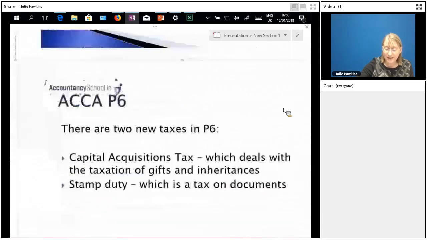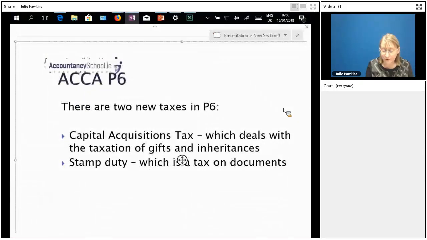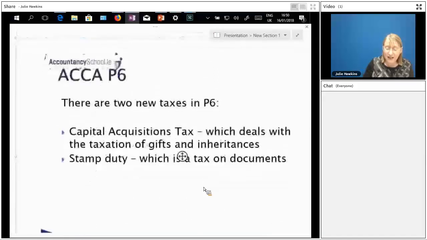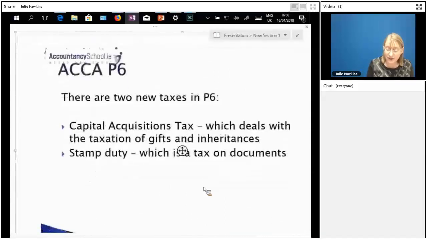Now with P6, it continues on very much from F6, and there are two new taxes in P6. Capital acquisitions tax, which deals with the taxation of gifts and inheritances, and stamp duty, which is a tax on documents. So for instance, if you're buying a house, you're going to need a document, and that document has to be stamped, and that's what we learn when we study stamp duty.